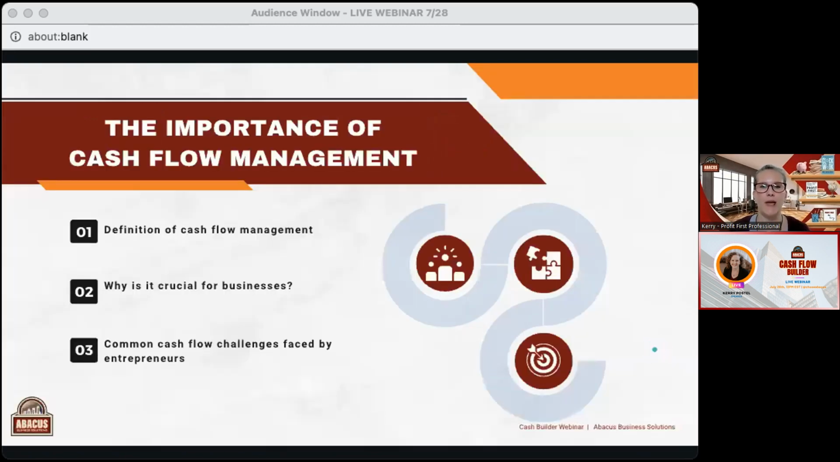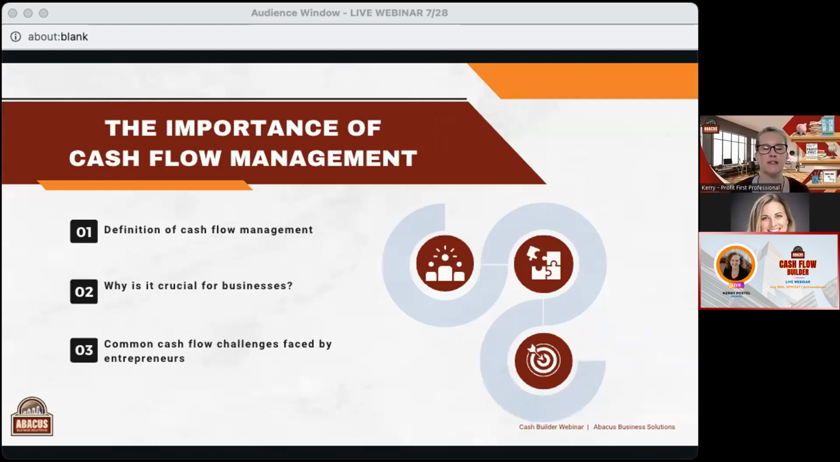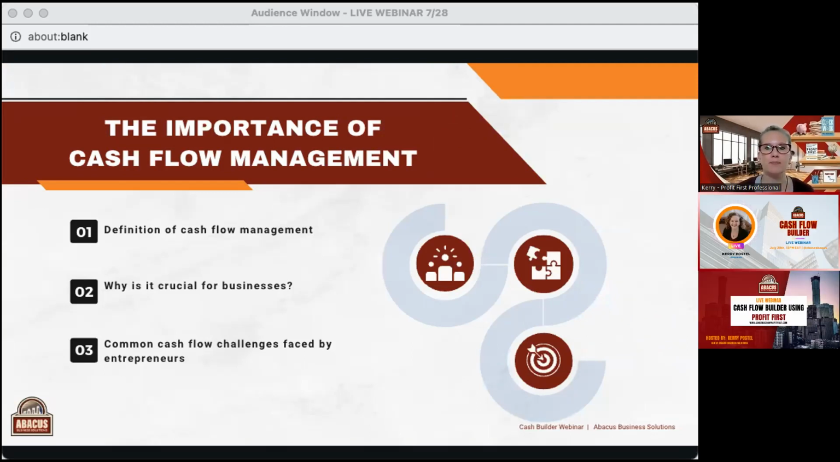So cash flow management, what is that? It's one of those aspects of the business that not a lot of people enjoy doing. It's something that stresses them out. So we just want to figure out what cash flow management is. We are talking about the process by which a business plans, controls, and monitors its cash coming in and going out of the business. It's the cash flow in and out of the business.